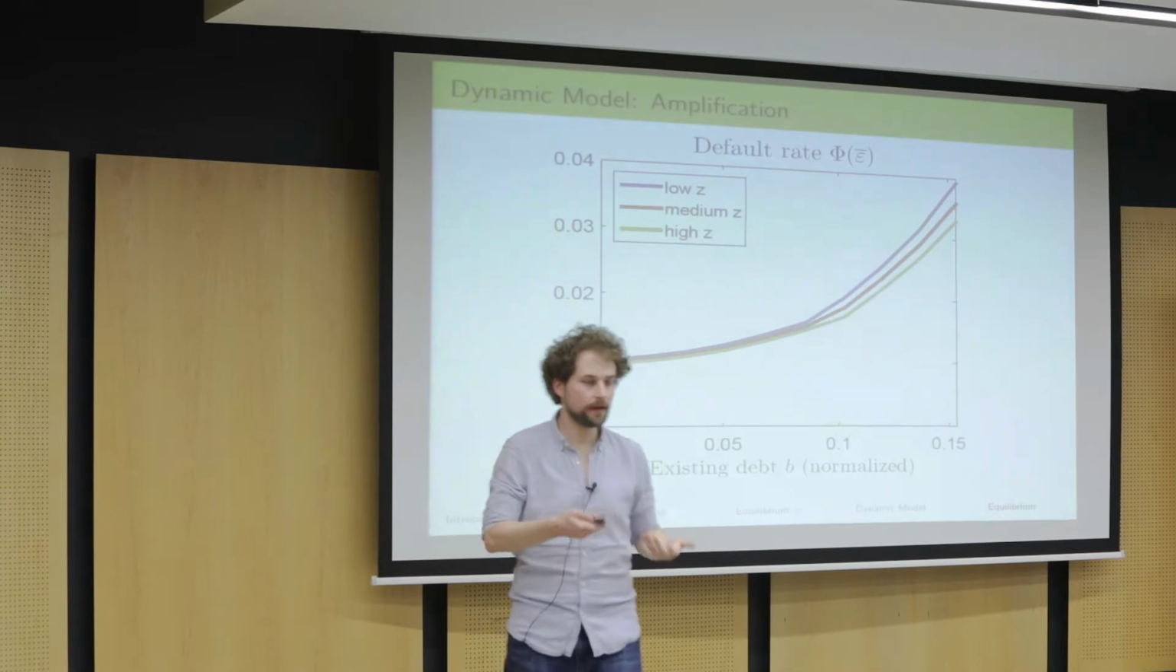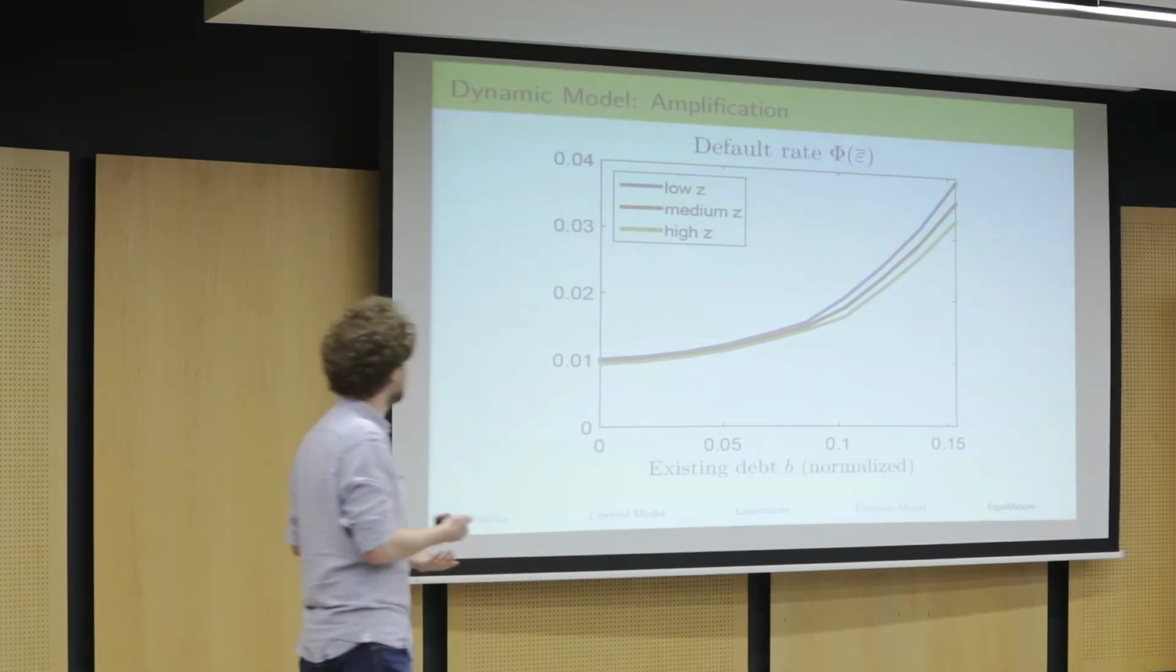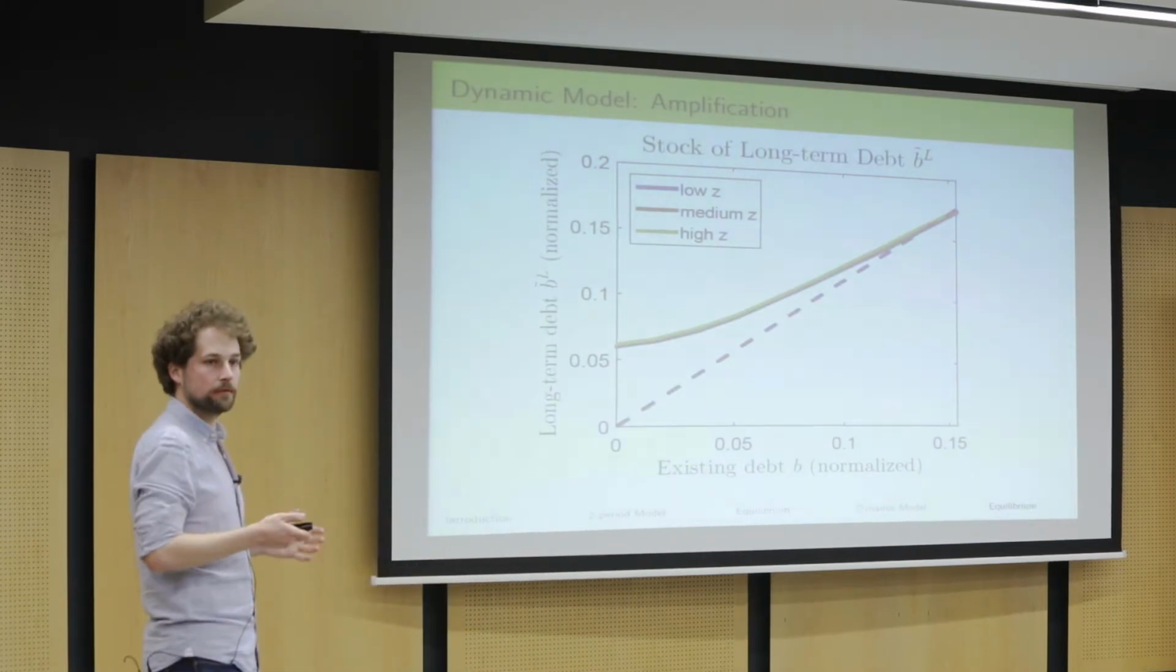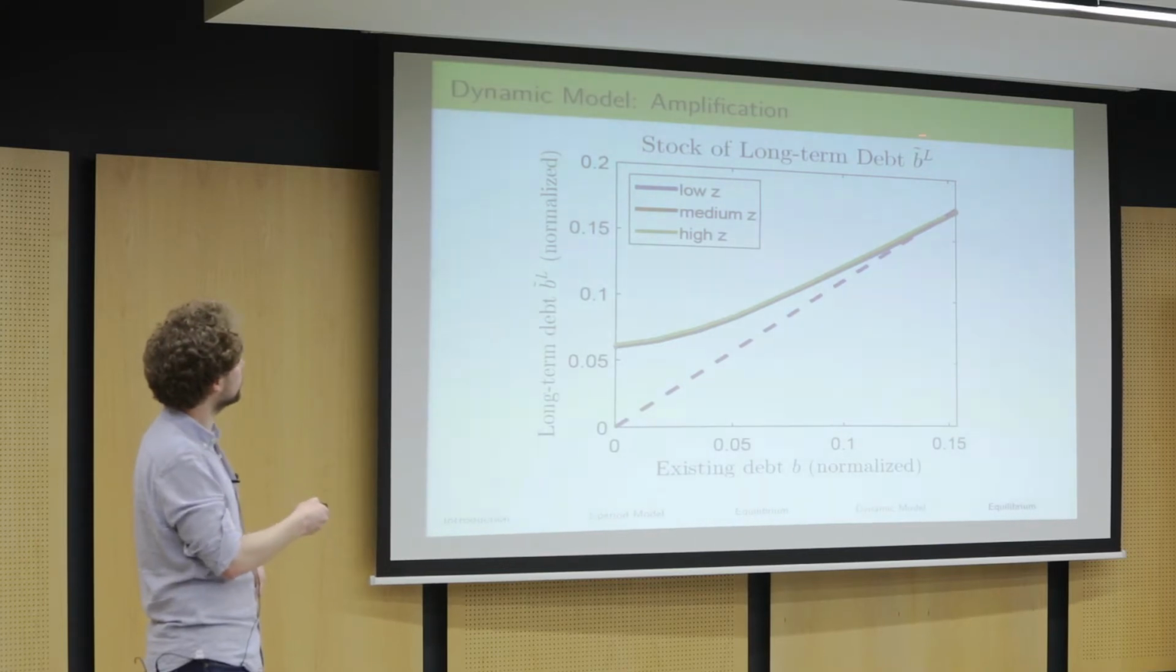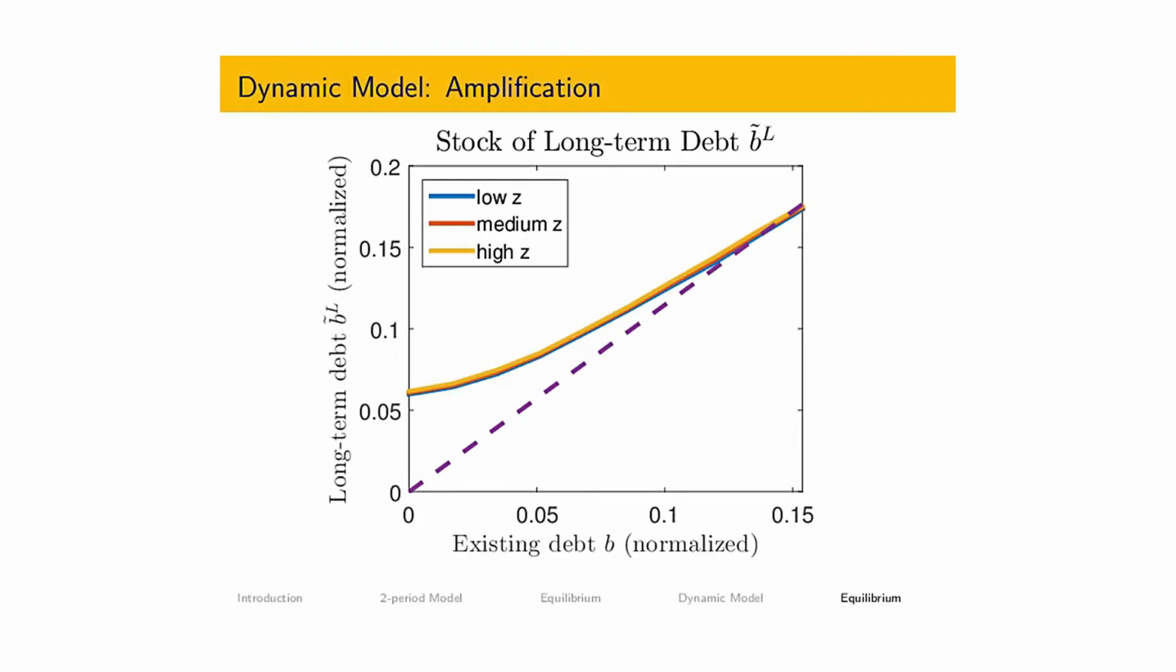So to understand the dynamics of the default rate, we have to look at the firm's maturity choice. And so here we see how the firm chooses the stock of long-term debt. As I said, given an amount of total debt, you can finance it, if you want, only with short-term debt, only with long-term debt, or any combination. And this is how the firm chooses the stock of long-term debt.